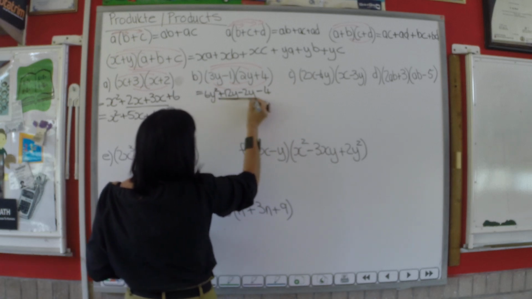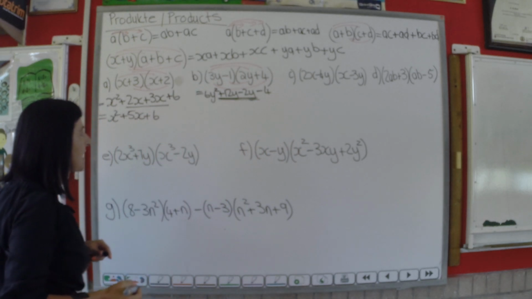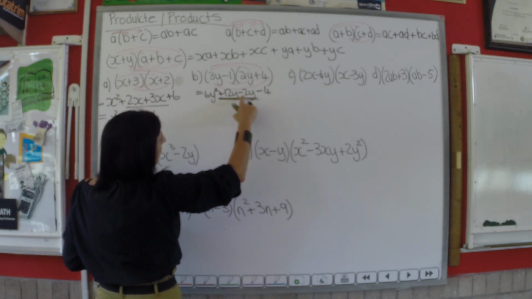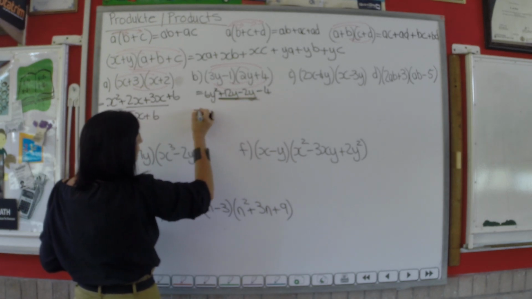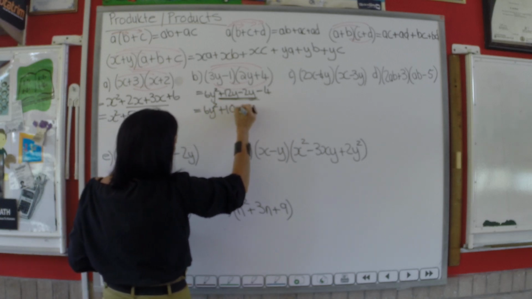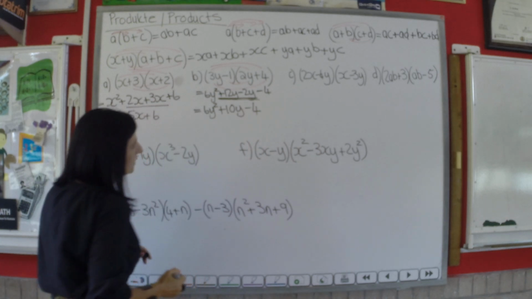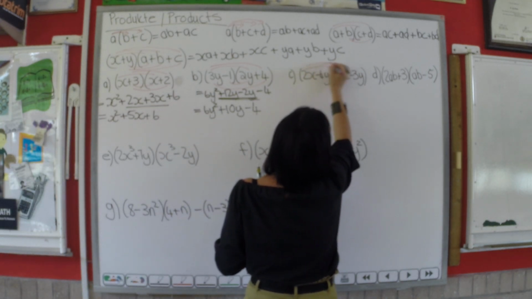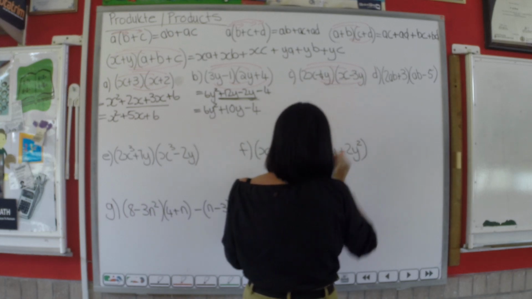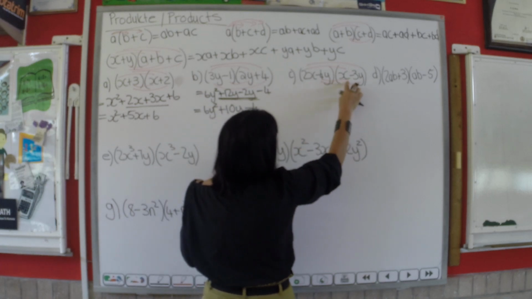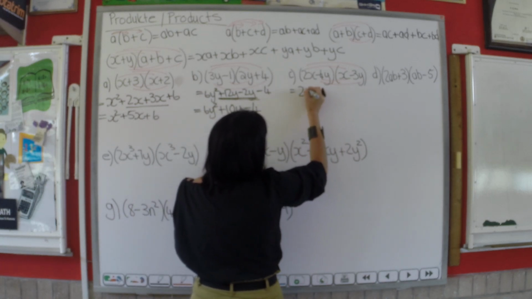Hierdie twee middelterme is van dieselfde soort, so I can add them together. Plus 12 apples minus 2 apples gives me plus 10 apples. Goed, ons het weer 'n twee term maal met 'n twee term, so die eerste een maal met al twee, die tweede een maal met al twee. So kom ons begin. 2x maal x is gelyk aan 2x kwadraat.